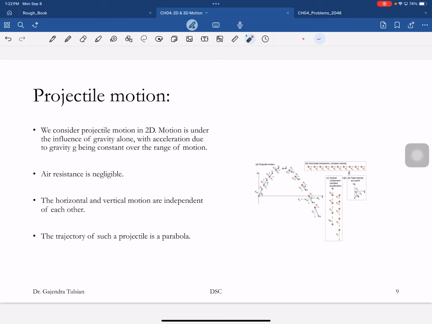Is that just universal, that the different components will never affect each other? That's right. If you're in orthogonal directions, the motions are independent of each other. So the horizontal and vertical motions are independent of each other. The trajectory of such a projectile is a parabola. And when they launch a rocket, they know exactly where to catch it. This is why they know exactly where to catch it.